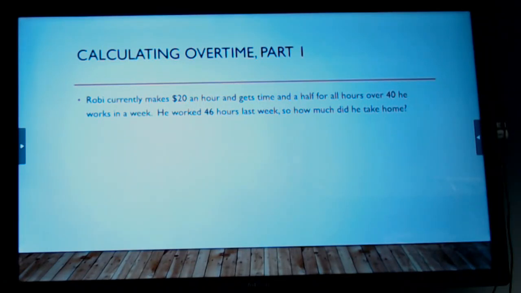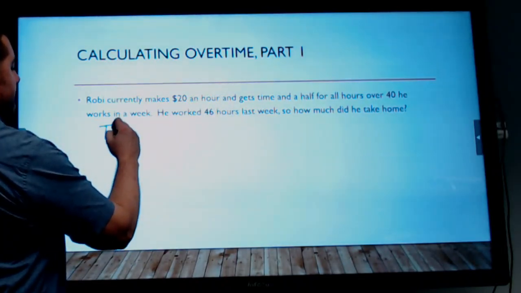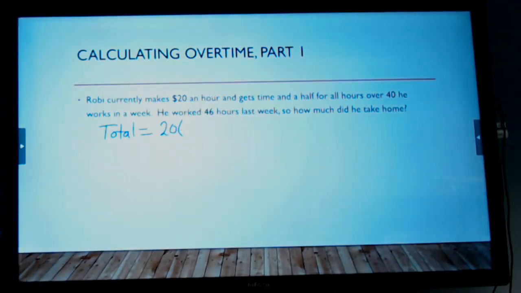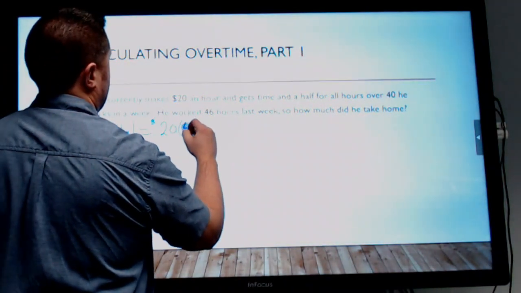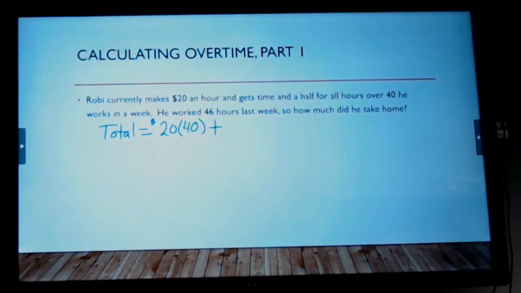150%. Good. Right. So in this case, not all hours are created equal. So you've got to split it up. So the $20 an hour gets multiplied by how many hours? 40. Good. All right. And then he gets added time and a half for all hours over 40 that he works in a week. So this is where it gets a little ugly.